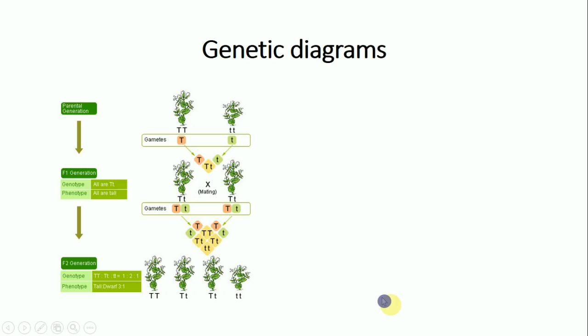Okay, let's go back to Mendel's experiment. Now this graph looks slightly more complicated, but also now we're able to tell the difference between genotype and phenotype. So what is a genetic diagram? A genetic diagram is a diagram that shows the possible genes of the offspring. So as we can see here now, we have the genes of the offspring and the alleles.